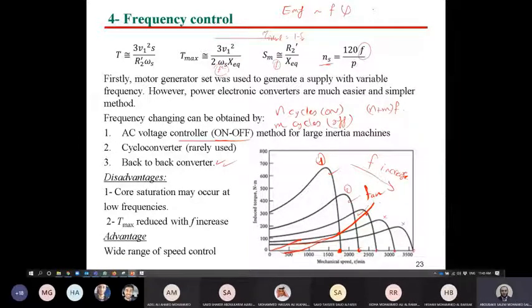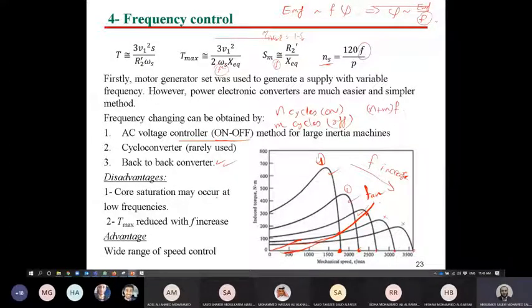So flux, from here we can say flux is proportional to EMF over frequency. So what will happen if you reduce the frequency? Flux will be increased. Right, guys? So if the frequency is reduced too much, the flux will be saturated. And if the flux is saturated, the machine will not be controlled anymore. So we have to avoid operation at low frequencies. So this is considered here as a limitation.